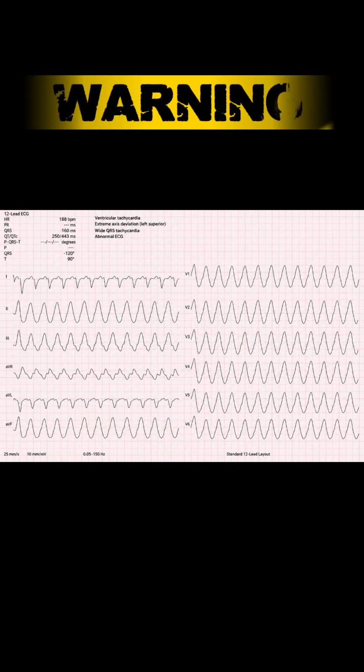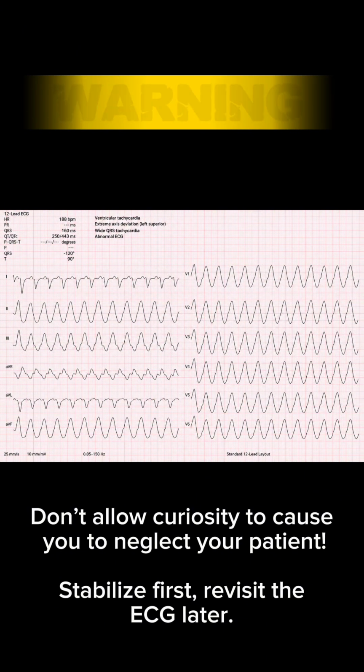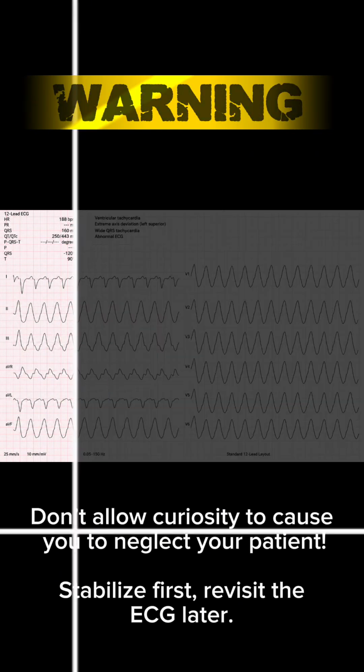Guys, I can't stress this enough. This is a nice to know. Do not let your patient deteriorate because you're looking at a cardiogram trying to determine if it's SVT with aberrancy, hyperkalemia, or VTAC. Make sure you are treating your patient according to your protocols, and you can come back and revisit that 12-lead cardiogram later and say, oh yeah, this is what it was, or look, there's that extreme axis deviation. Treat your patient first, let curiosity run away with you later.